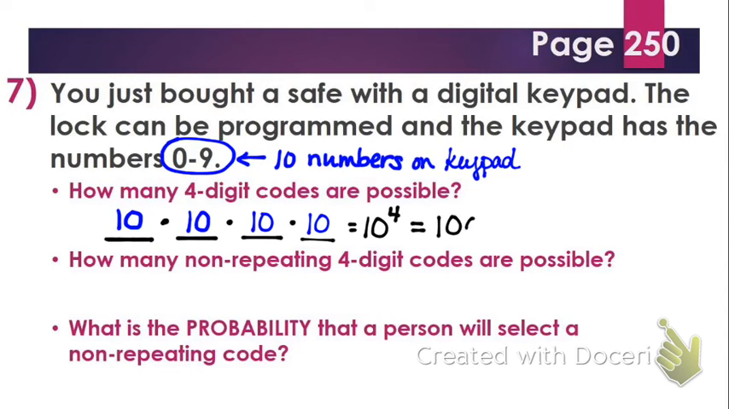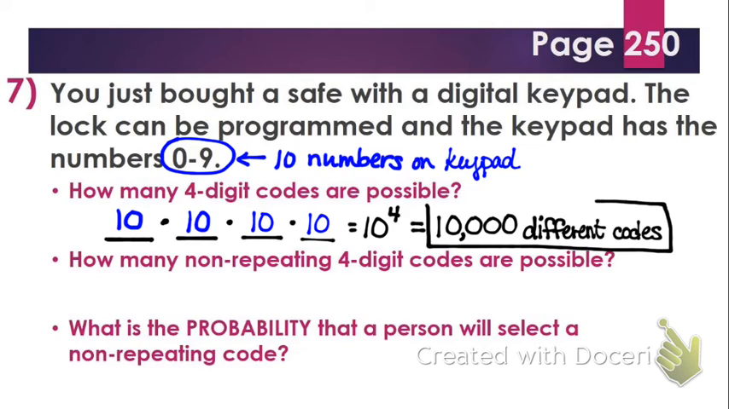$10,000. Double check on your calculator. 10,000 different passcodes, which means just trying to guess somebody's passcode is going to take you a long time. A 1 in 10,000 chance. Yeah, you have a 1 in 10,000 chance of getting it right the first time. Or you could just blowtorch the vault open.